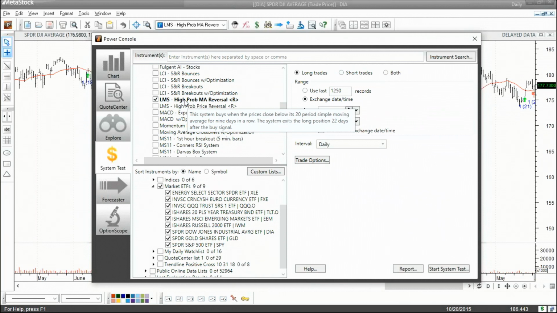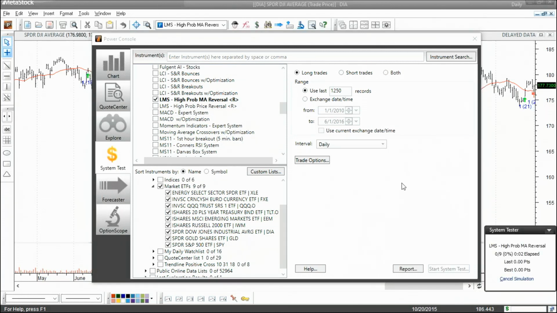And so that, of course, shows us the results going back to 2016. But what's more important is how have they done over the last 5 years? Because we've had a completely different set of markets over these last 5 years. So what we'll do instead is I'll tell it to go back over the last 1,250 bars, or approximately 5 years of time. And we'll test that same 9 basket of securities, and I'll click on my start system test again.